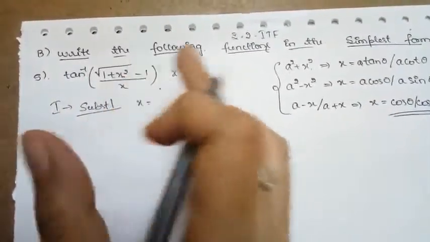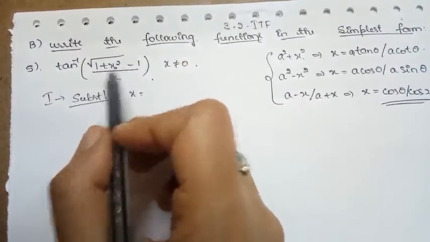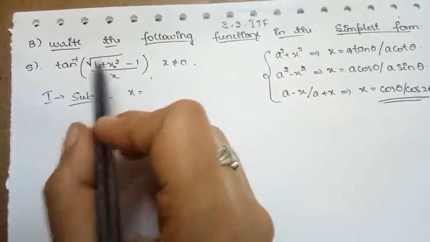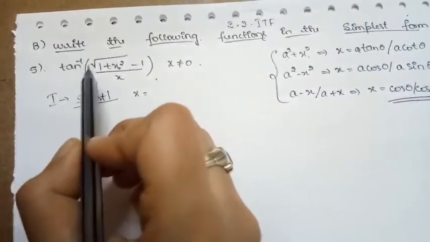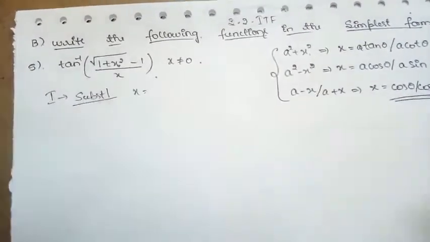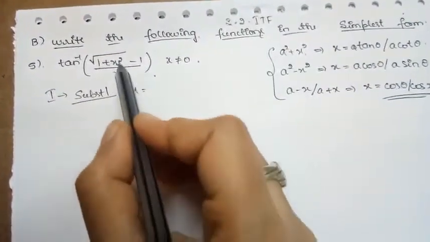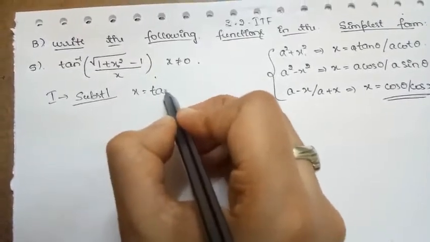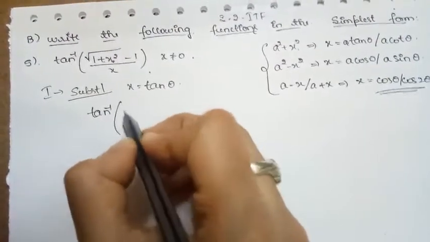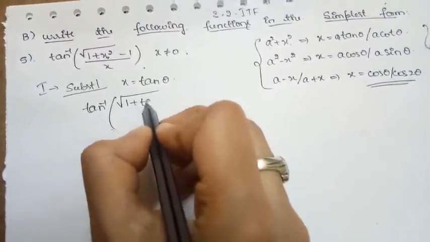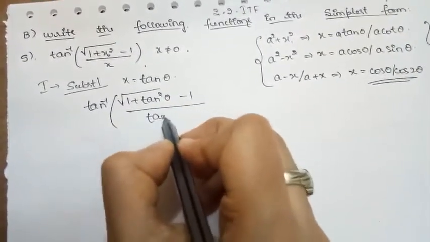Let us think about which is best suitable here. Should we substitute cot theta or tan theta? Since tan inverse is outside, it is better if tan comes inside also. So it will be the easiest way of simplifying the question. Suppose I take x equal to tan theta. Let us see what happens. We get tan inverse of (square root of 1 plus tan square theta minus 1) divided by tan theta.